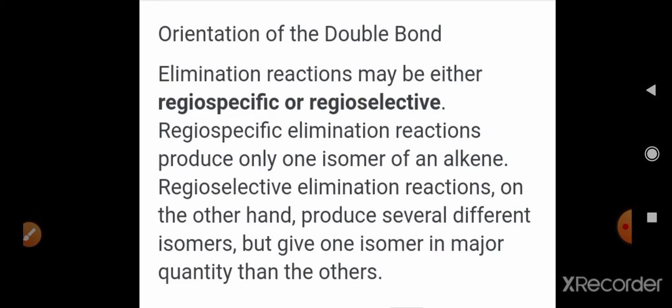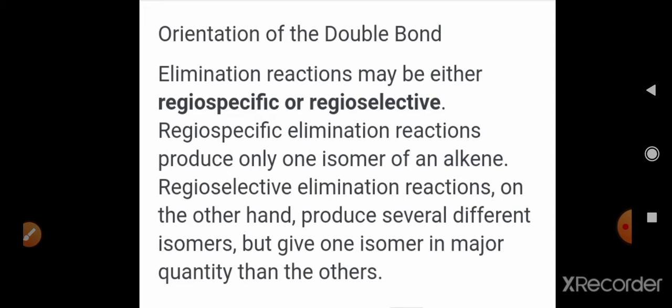Therefore, elimination reactions are regiospecific or regioselective. Regiospecific elimination reactions are those reactions which give the product of only one isomer of the alkene. But in regioselective elimination reactions, they give the products of several isomers, but out of these several isomers, only one isomer is the major product. Such are regioselective elimination reactions.